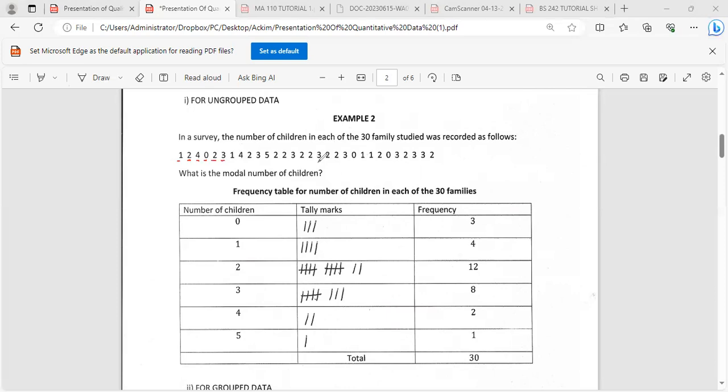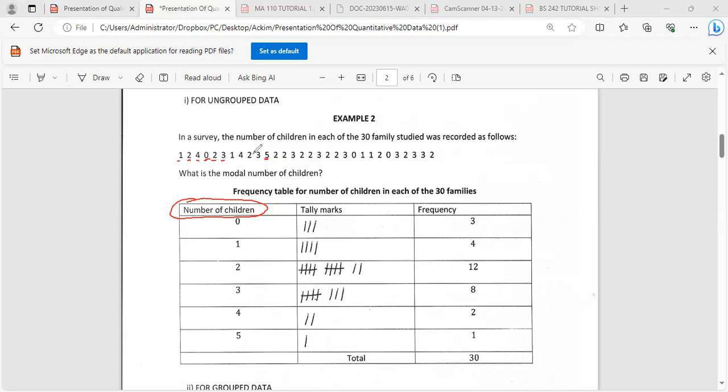So it means we have 30 numbers, and each number is representing the number of children in a family. So they are saying, what is the modal number of that? They want the mode. So for you to know the mode, you first have to group the data, or group the children with an equal number of children. So now number of children, we have zero, those that have zero children. Then you also have those that have one child, 2, 3, 4, 5, up to 6. The maximum that we have is 5.